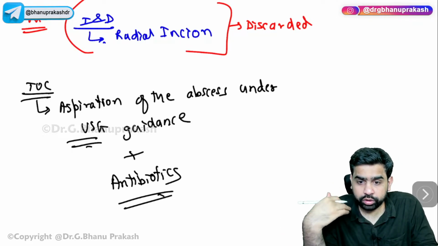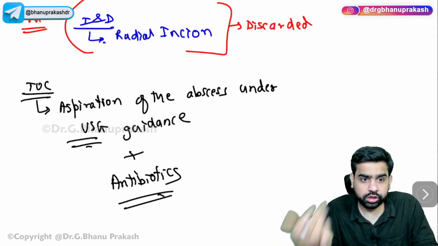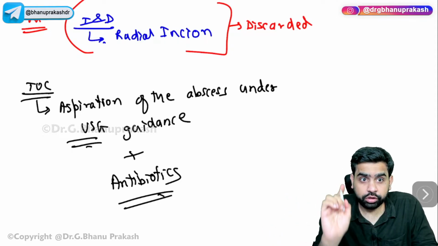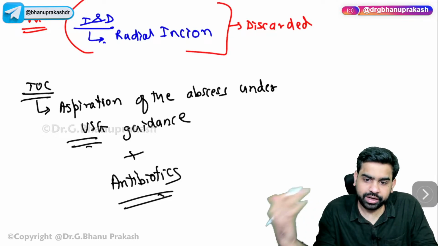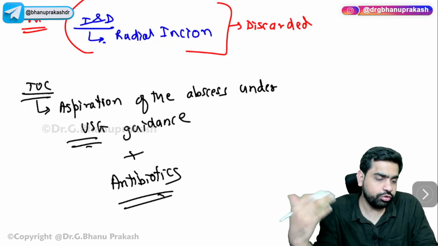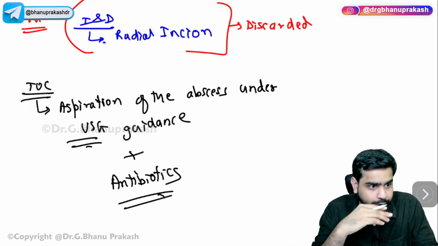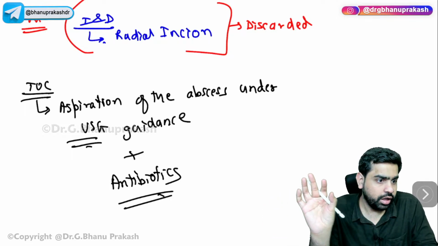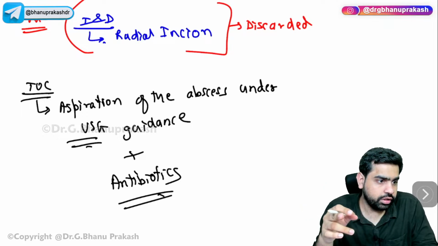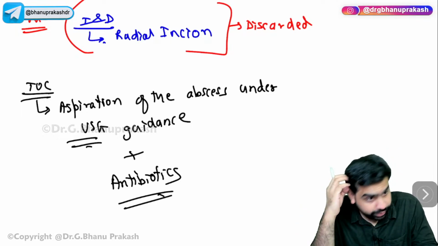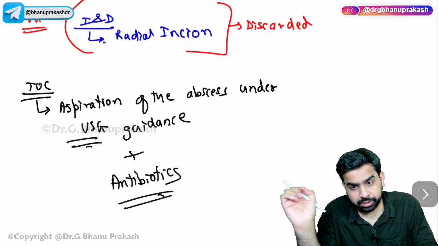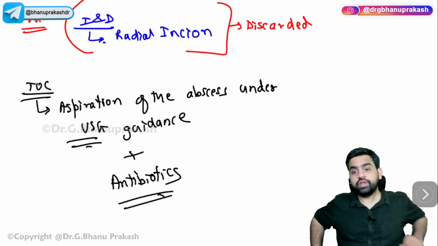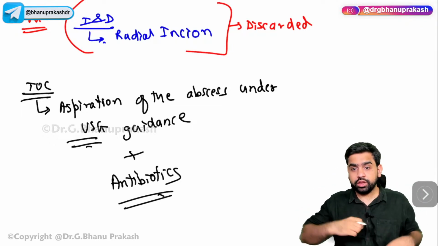Now, what if there is a recurrence? If the recurrence happens, what are you going to do? Even after the recurrence, your management will be the same. You will still go ahead with the aspiration. You will continue to aspirate it multiple times. I hope you're able to understand. I hope you got the answer, Shubhank. Even if there are multiple abscesses, you will go ahead with the aspiration of every abscess. Even if there is a recurrence, you will continue to do this aspiration.